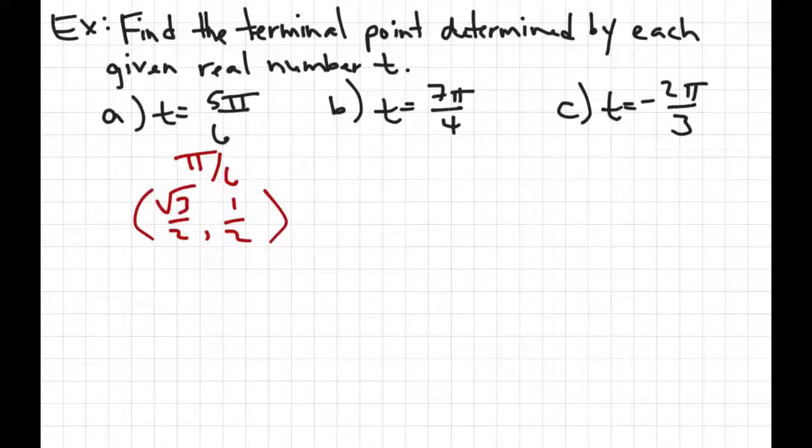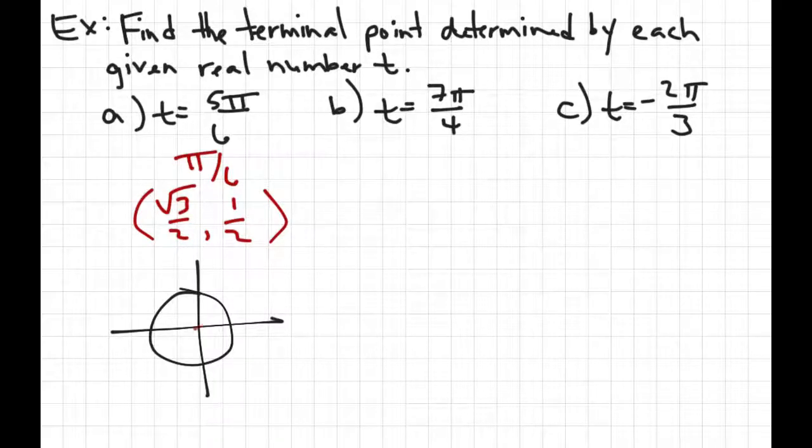Well, if you know what quadrant 5 pi over 6 is in, see, 1 pi over 6, 2 pi over 6, 3 pi over 6, 4 pi over 6, here's 5 pi over 6. It's in quadrant 2. If it's in quadrant 2, then x must be negative, and that's the answer.